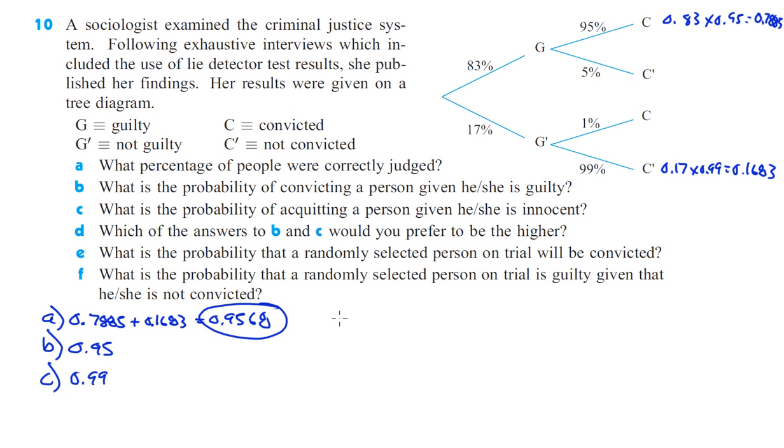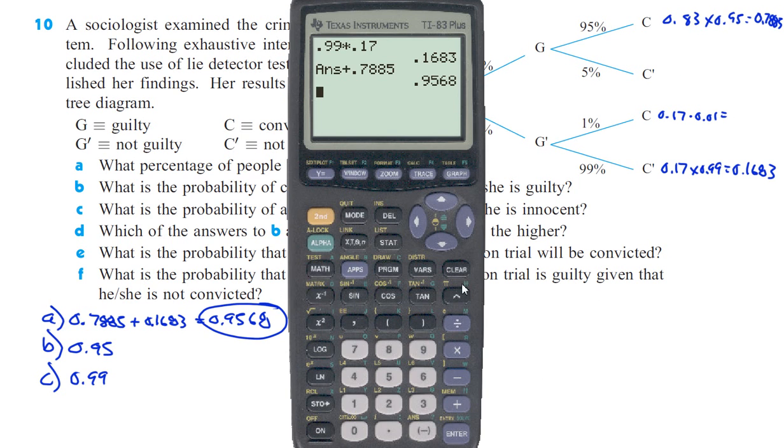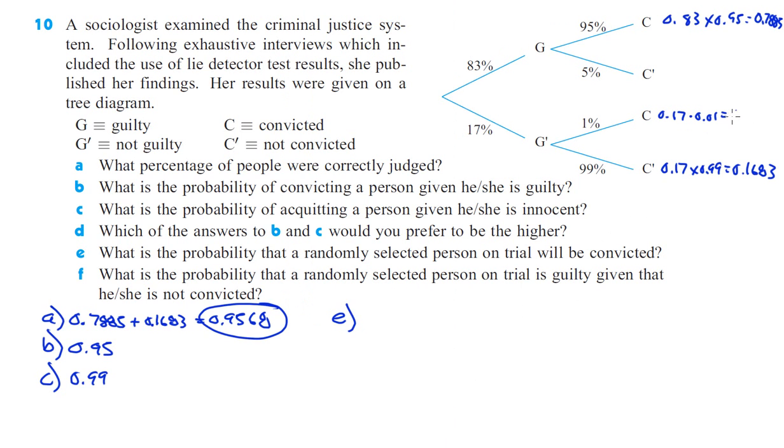E, what's the probability that a randomly selected person on trial will be convicted? So there's convicted, there's not convicted. So we need to figure out these two here. This is the probability that people will be convicted. So this is 0.17, 0.01. All right. So 0.01 times 0.17. Not sure why you needed the calculator for that. 0.0017, right? Because you just got to move the decimal over 2 more spots.